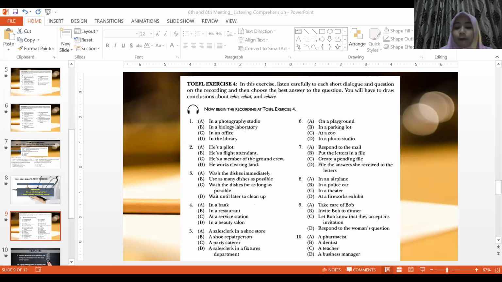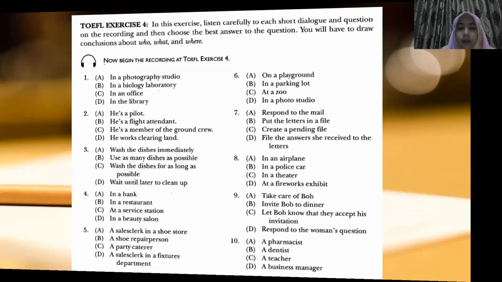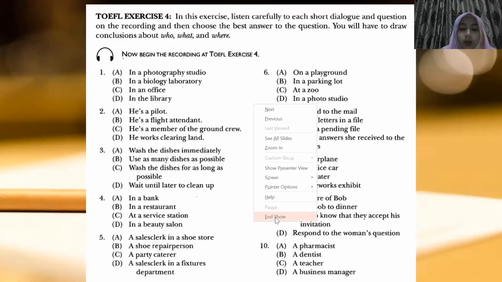Oke, eksperimen on fotosintesis ya. Eksperimen on fotosintesis, manual book gitu ya. Jadi itu tentang tempatnya di mana eksperimen, jelas itu ada di in a biology laboratory ya. So that's the answer. It's easy. Okay, and then number 2. Nah, ketika kita lihat pilihan jawabannya kan ini yes, berarti itu akan menanyakan who gitu ya. Okay, sorry. I will replay the audio.